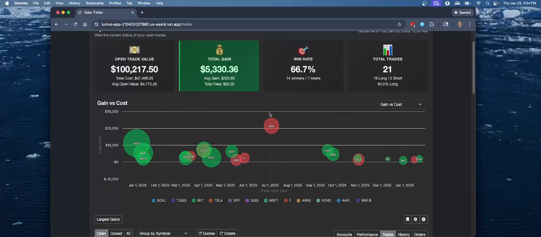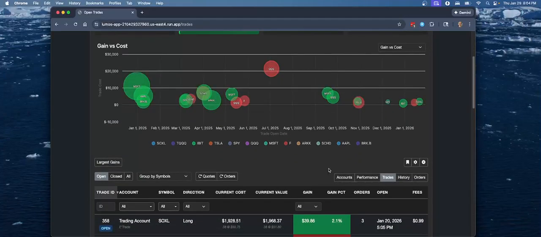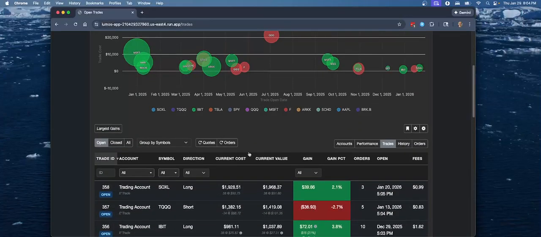So a trade is basically an aggregation of all the buys and sells for a particular symbol until it reaches 0, right?